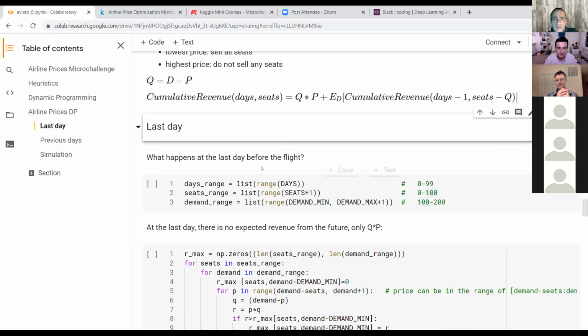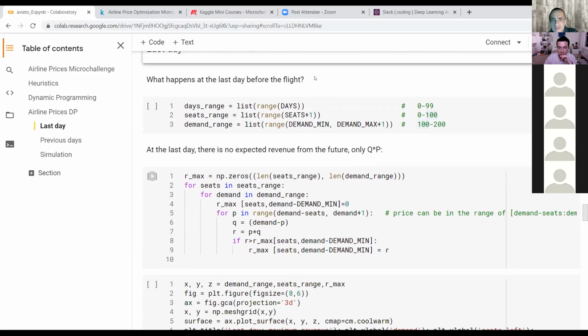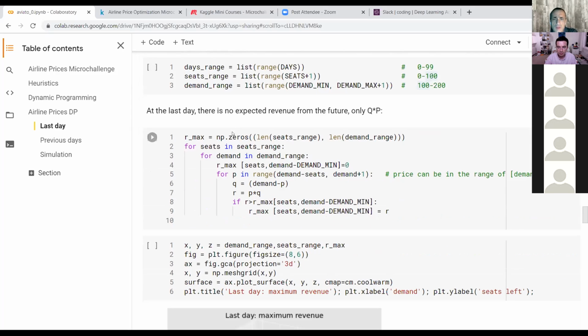So let's see how we actually do this. Let's look at the last day, because the last day is easy, right? Whatever we have at the last day, we have to sell. Basically, the day the flight leaves, we can't sell any more seats. Those are the ranges: the days range, seats range, and demand range, which we'll be using down in the algorithm.